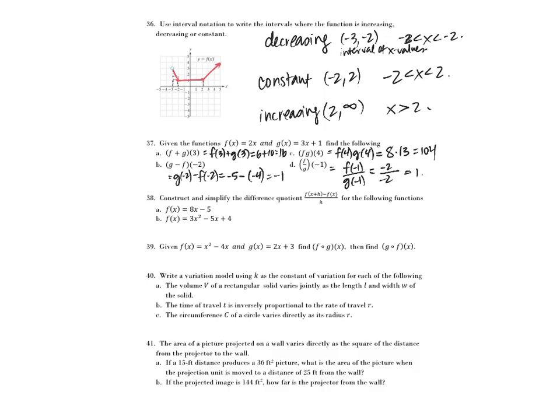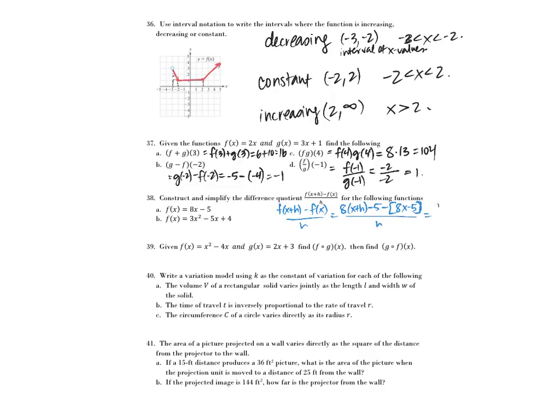Construct and simplify the difference quotient for the following functions. Okay, so for this function, I want to do f of x plus h minus f of x over h. So f of x plus h minus f of x over h. For this function, I'll have 8 times x plus h minus 5 minus, and I'll put a bracket here, 8x minus 5. So that's my f of x divided by h.